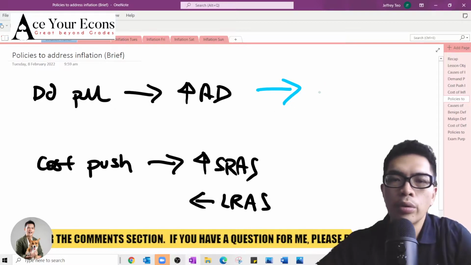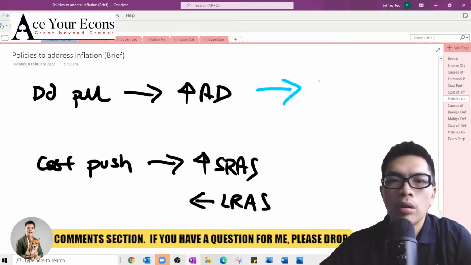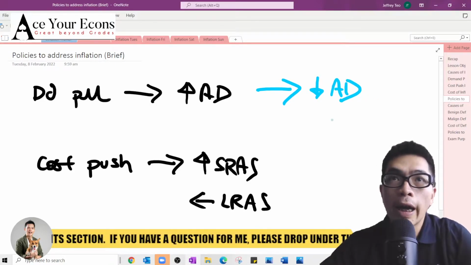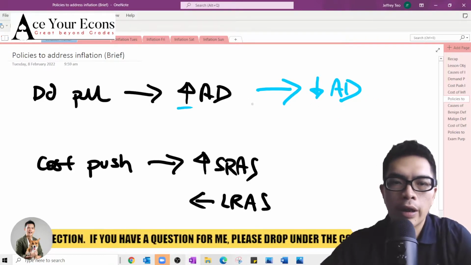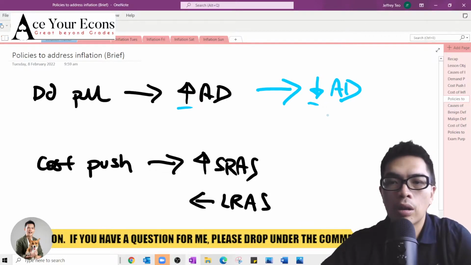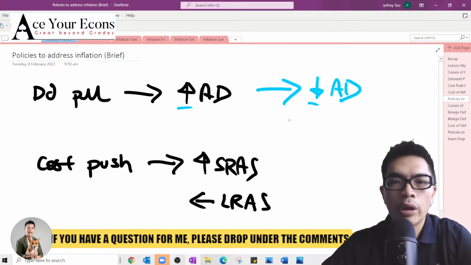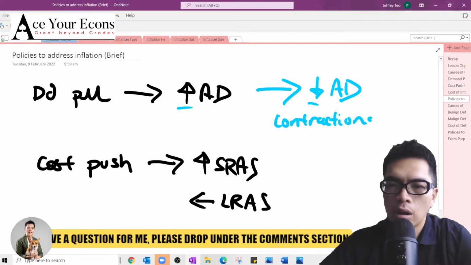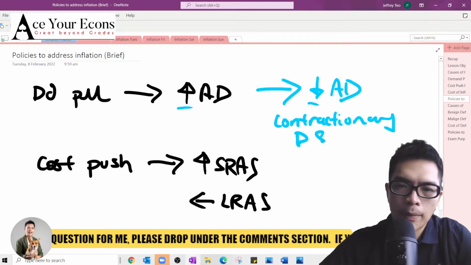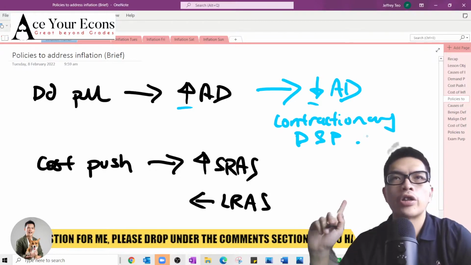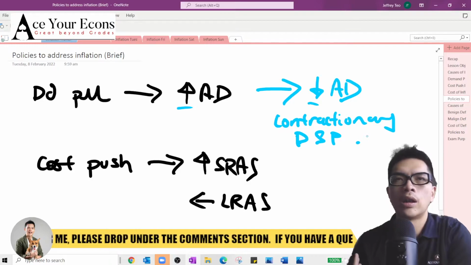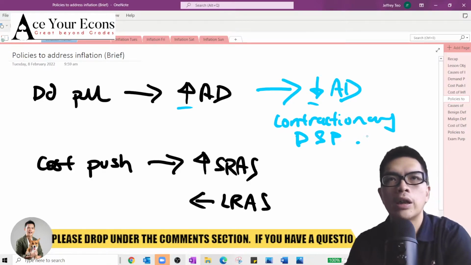We have to lower demand, right? Okay, so the act of lowering demand is to counteract the arrow earlier on. So this is what we know as contractionary demand side policies. Contractionary. Okay, when there is too much economic activity, you slow down AD, contractionary.